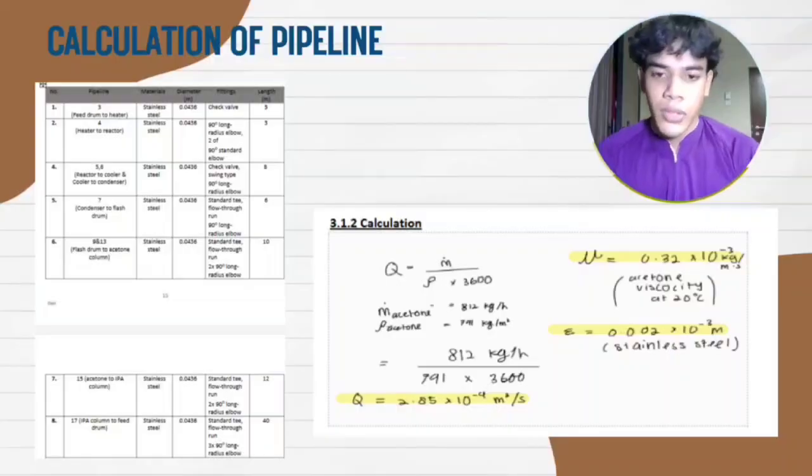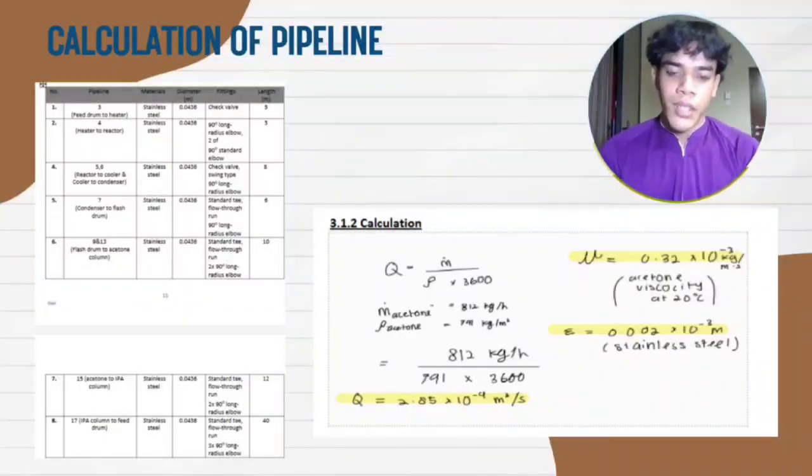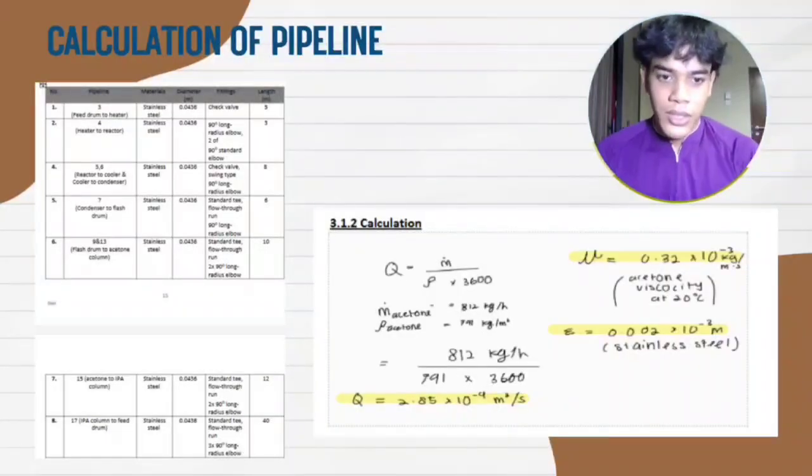And on the right side, we calculate Q, which is equal to mass flow rate over density. We got our mass flow rate from the PCE parts. And then we have our custom viscosity at 20 Celsius from Google too, from our references, which is 0.32 multiplied by 10 to the power of -3.